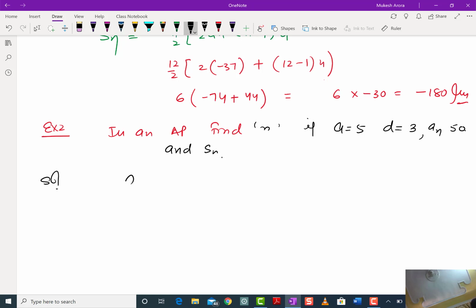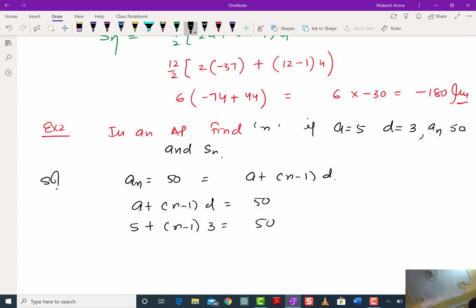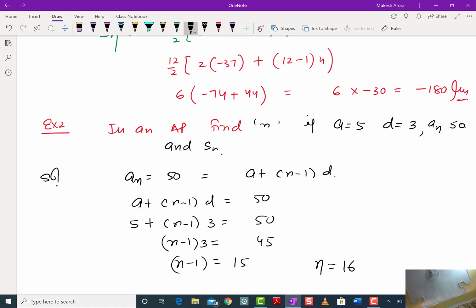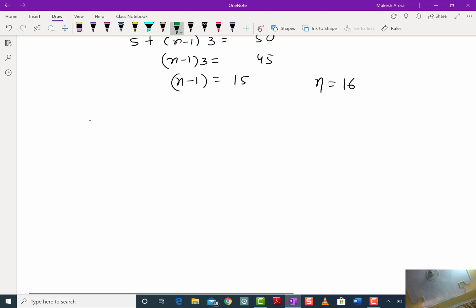So an is equal to 50, which is equal to a plus n minus 1 d. So 5 plus n minus 1 into 3 is equal to 50. n minus 1 into 3 is equal to 45. n minus 1 is equal to 15. n is equal to 16.